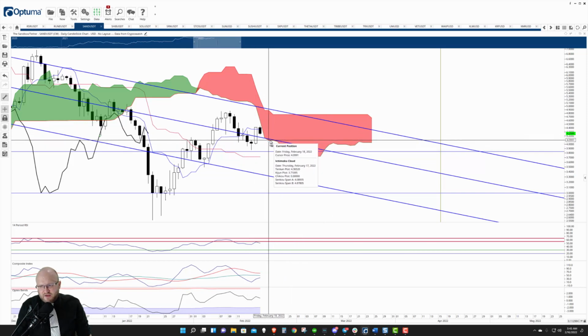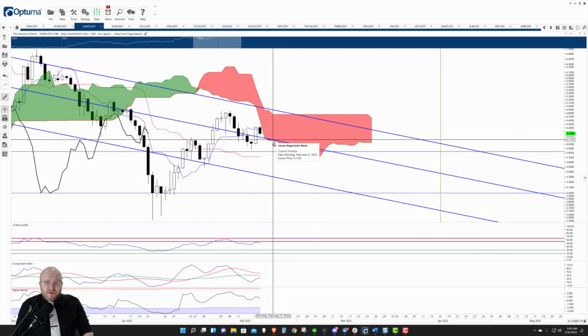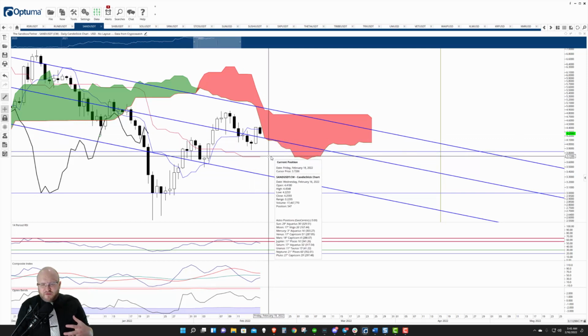As far as near-term support is concerned, definitely the midline of that regression channel and the cloud itself, the bottom of the cloud at $4. We could just say $4, that'd be that good zone. Below that, though, you get to the daily Kijun Sen at 375.